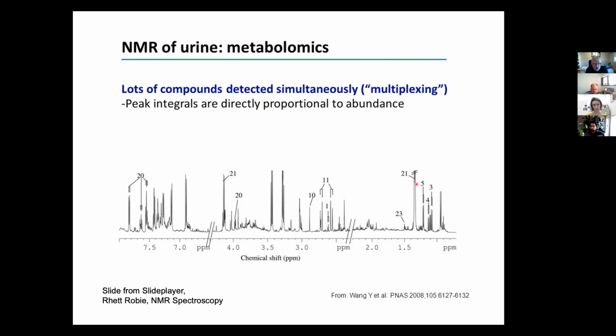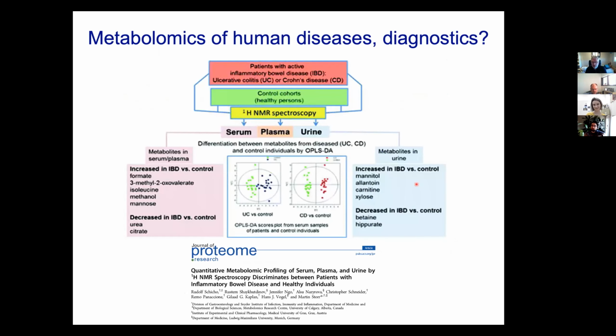So I'm going to give you one example of metabolomics. This is from a paper that my group produced many years ago. This is a project where we worked together with Martin Storr, who was then in the hospital on the medical side, and his postdoc, Rudolf Schiko. Unfortunately, the project was not extended because Martin Storr moved back to Germany and Rudolf ended up going back to Austria.